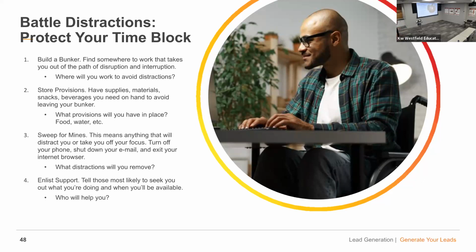So there's an agent, I can't remember his name, top agent at KW. That's where I heard about this. He was struggling to do his lead generation for years on end, hired an assistant. He's finally like, hey, enough with this. I need to figure out how I'm going to make this happen. So his strategy was build a bunker. So he'd lock himself in his office. He'd store provisions. So he'd make sure he has his supplies, materials, snacks, beverages, whatever he needs in hand to avoid leaving his bunker. So question for you, what provisions will you have in place?